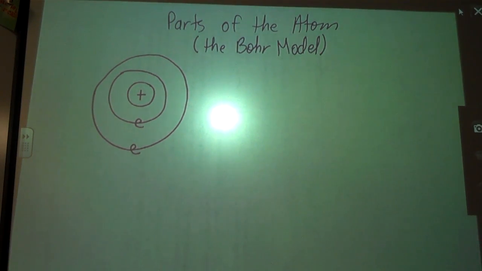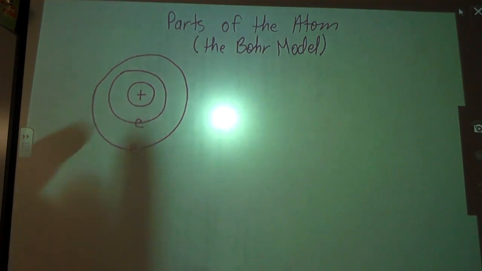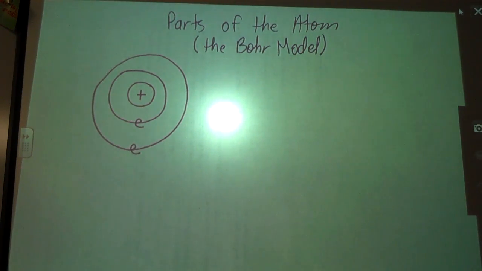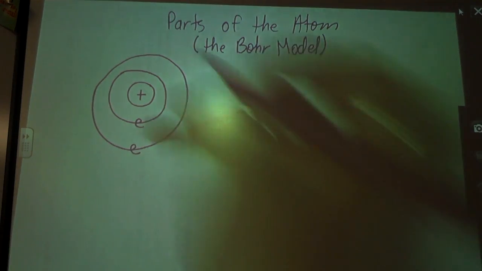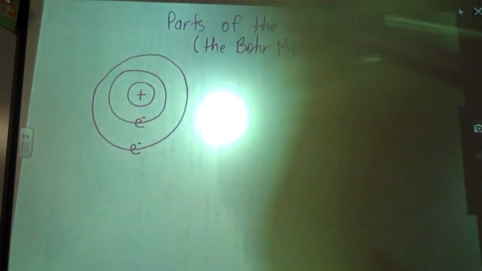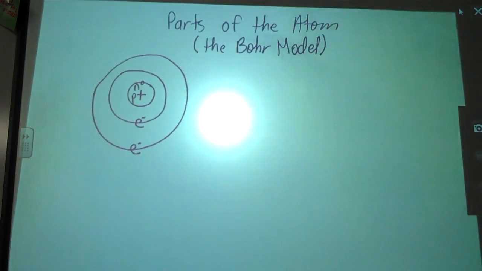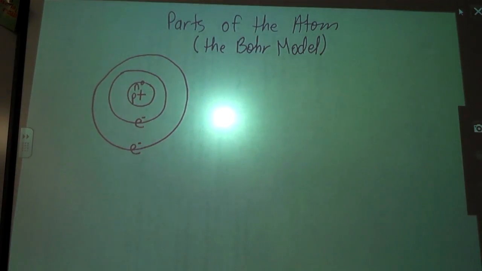A gentleman by the name of Chadwick actually figured out that positive mass in the middle, even though Rutherford said that it's all just this positive mass in the middle. Chadwick discovered that there's got to be something in there. But we already had positive charges and negative charges. There must be something else. So along with protons, there are neutrons in the middle of our atom.